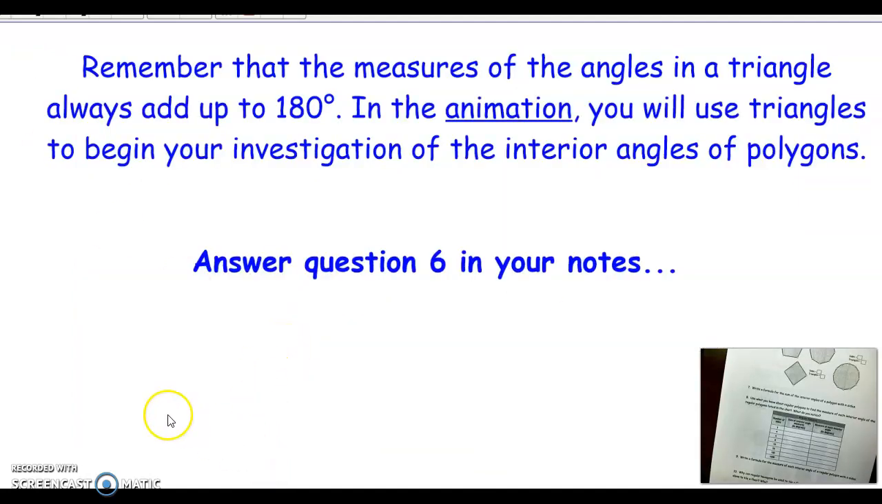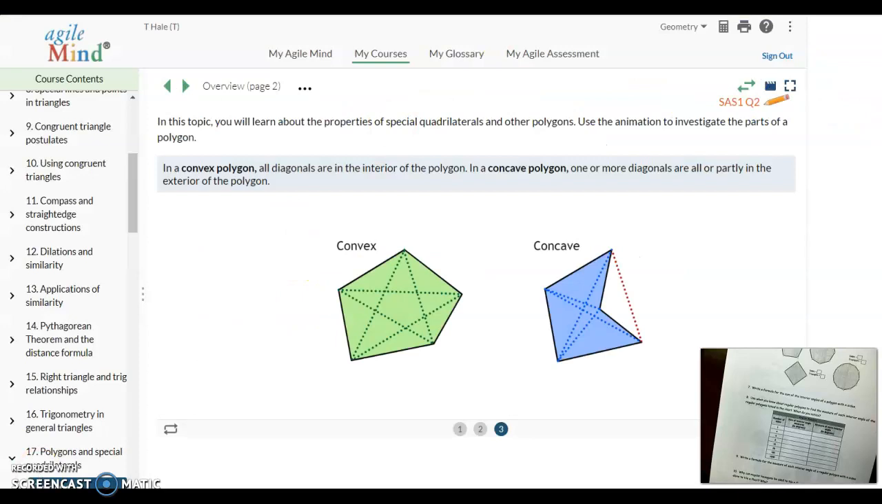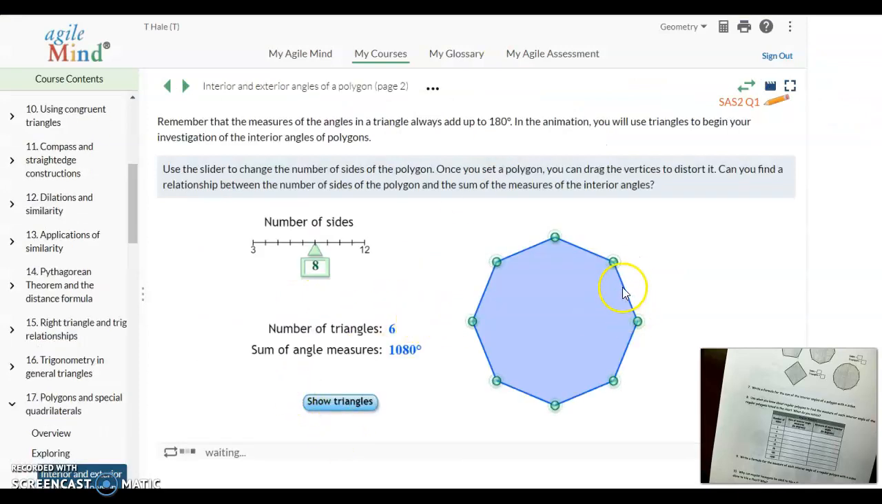So remember that the measures of the angles in a triangle always add up to be 180 degrees. We're going to use that fact to help us to find the interior angle sum of other polygons as well. So here we have an 8-sided figure, which remember is called an octagon. Right now it's regular. All of the sides are congruent and all the angles are congruent.